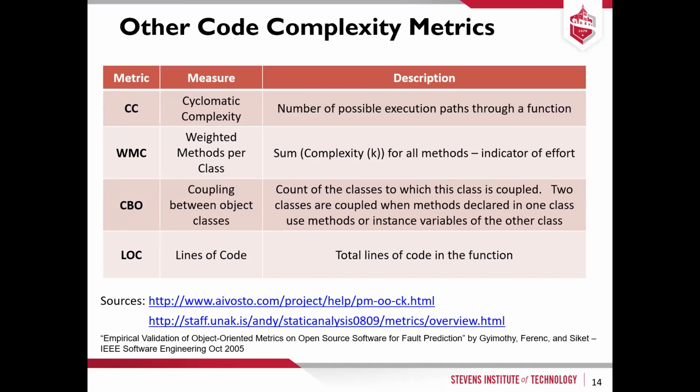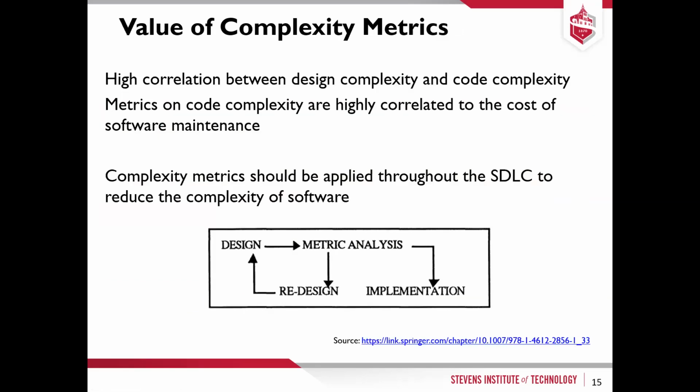Other metrics that we can use in parallel with cyclomatic complexity are weighted methods per class, where we weight each class that we are defining based on the number of functions it has. We have coupling between objects, where we count the classes to which a specific class is coupled. Two classes are coupled when methods declared in one class are used by the other. And then we have lines of code, the total lines of code in the function. All of them can be useful in different methods when we are using them for development. We can choose which one we want to look at based on the project that we are looking at.